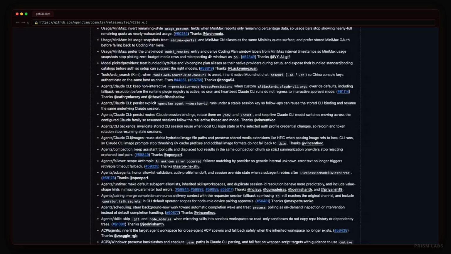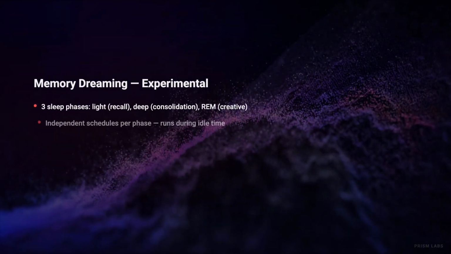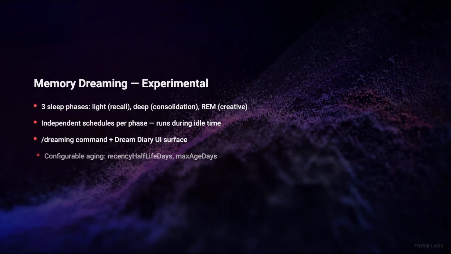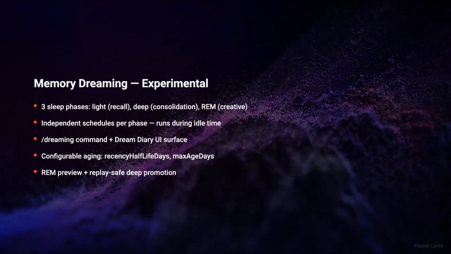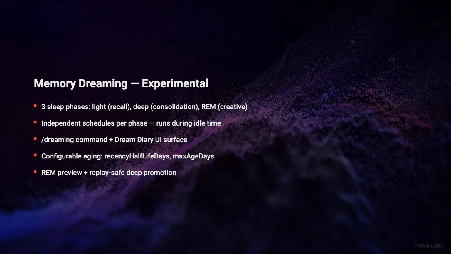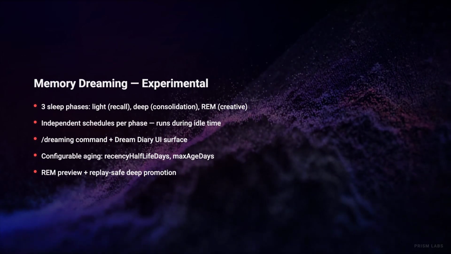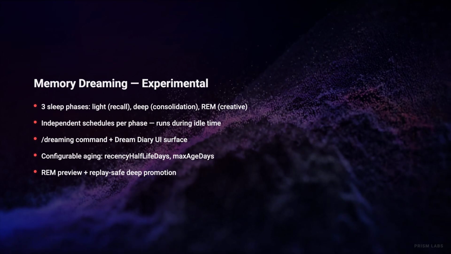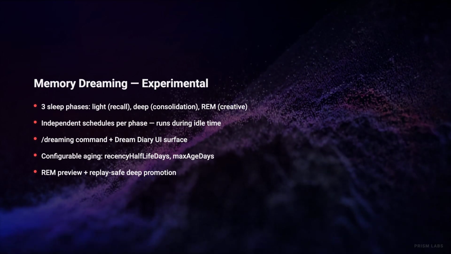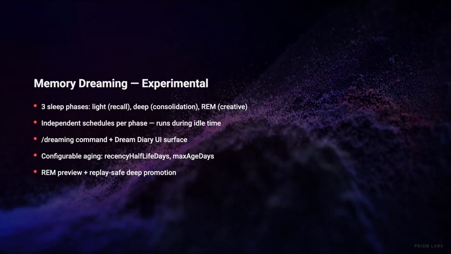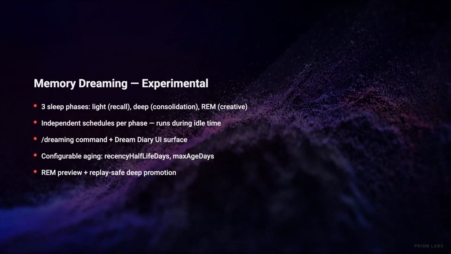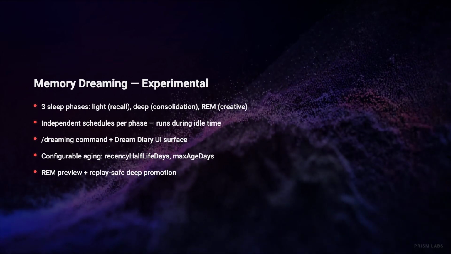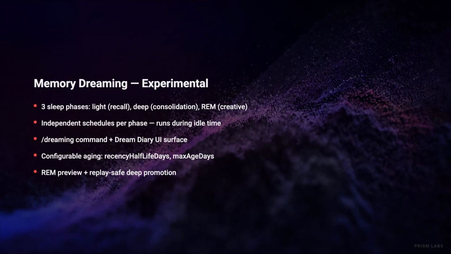The dreaming system is the most conceptually ambitious feature in this release. It's an experimental memory consolidation system modeled after biological sleep phases. There are 3 cooperative phases: light sleep for weighted short-term recall promotion, deep sleep for memory consolidation and strengthening, and REM sleep for creative association between memories. Each phase runs on independent schedules.